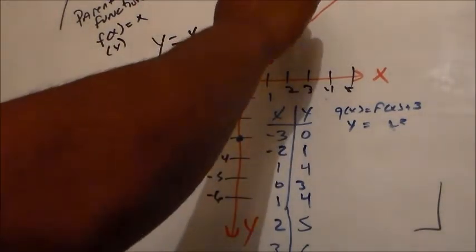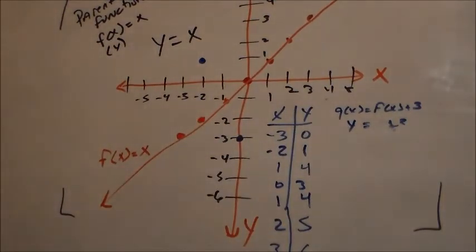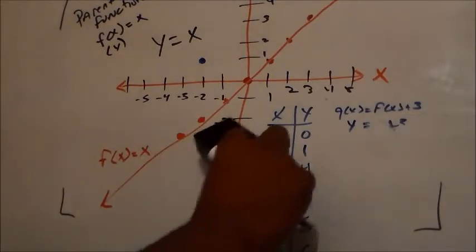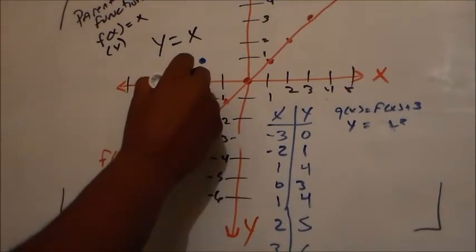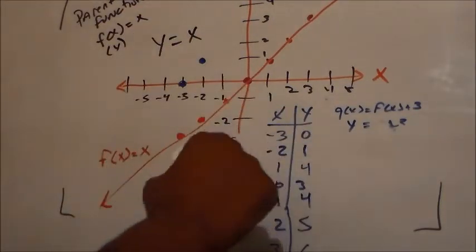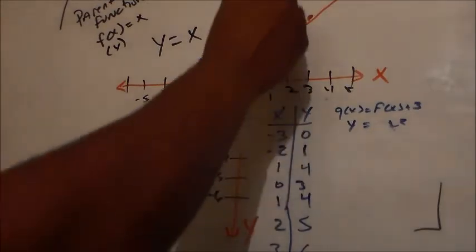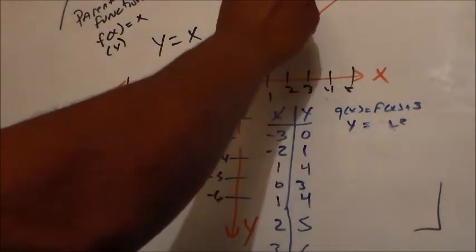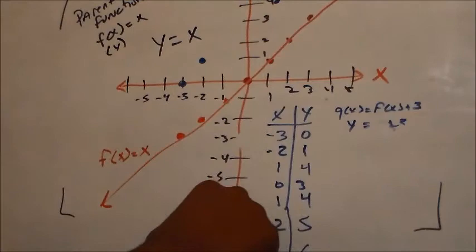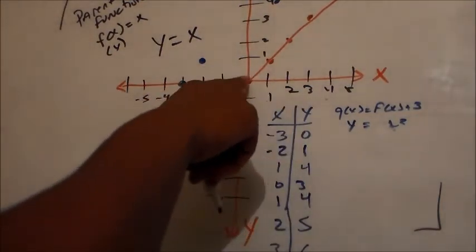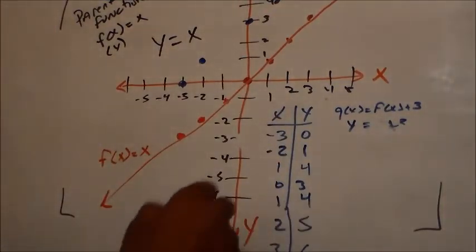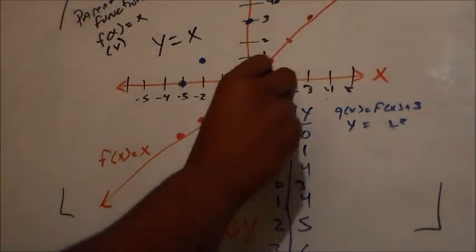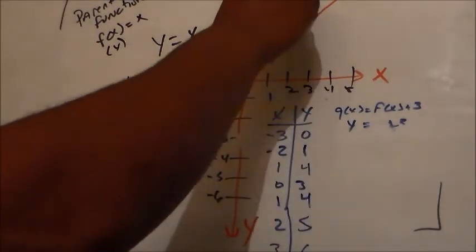And I messed up this point, negative 3, 0. I went the wrong way. All right, so negative 3 on the x value, 0, we don't go up. 1, up 4. Then 0, 3. 1 and 4, we did that one. 2 and 5, so 1, 2, 3, 4, 5.